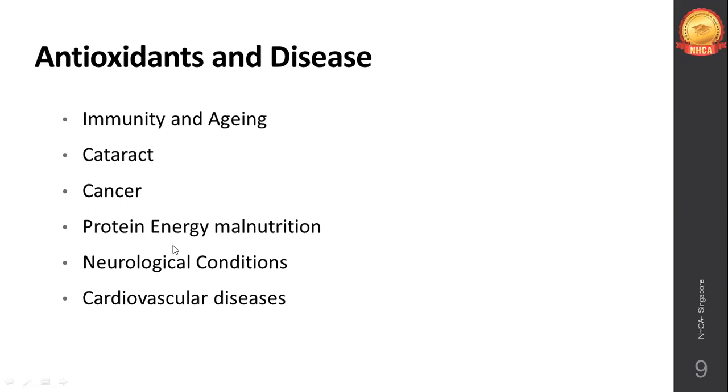Okay, so coming to the first situation, that is immunity and aging. In the aging process, free radicals are one of the main causative agents for any degenerative change. Degenerative change means causing damage in the immune system. Along with that, there is the formation of cataract or cancer. Certain free radicals have the capability to cause mutations at your DNA level, and that could lead to cancer.